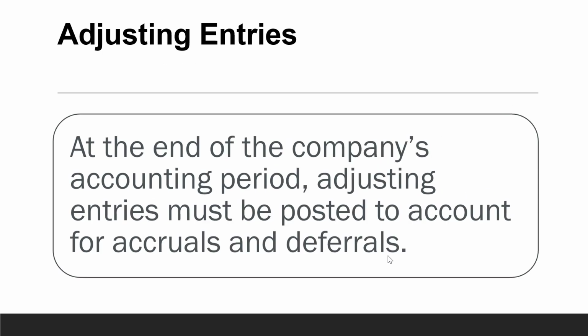Adjusting entries. At the end of the company's accounting period, adjusting entries must be posted to account for accruals and deferrals. Basically, what are these adjusting entries? Whenever you are doing business, after you have made all the transactions, there would be some transactions which may still not have been passed in the books of accounts because of certain reasons. For example, suppose you are running a business and using electricity, and you haven't got the electricity bill.